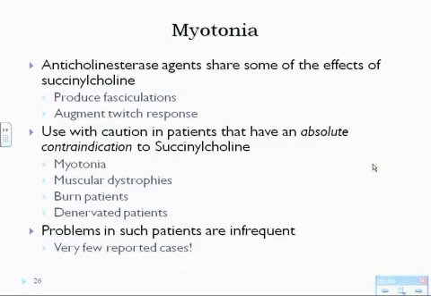Now, myotonia. Myotonia is something that can occur. Anticholinesterase agents share some of the effects of succinylcholine because they can produce fasciculations and they augment the twitch response. Used with caution with patients that have absolute contraindications to succinylcholine. But I have personally never seen a problem with that, okay? And I've reversed people with all these problems in the past and never had any kind of problem, because it's still working at the neuromuscular junction site. It's not working in the peripheral sites.